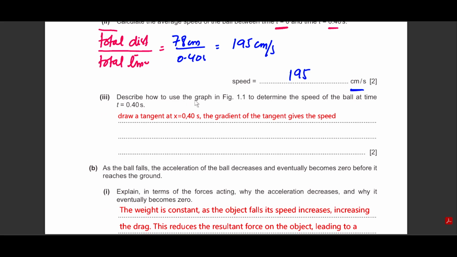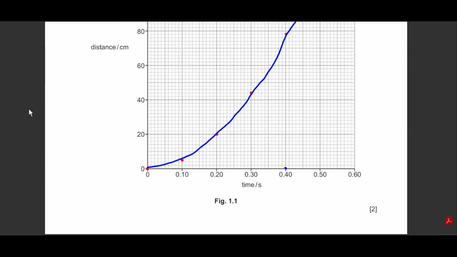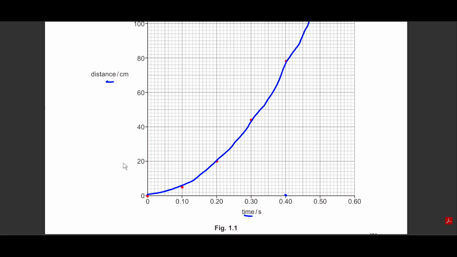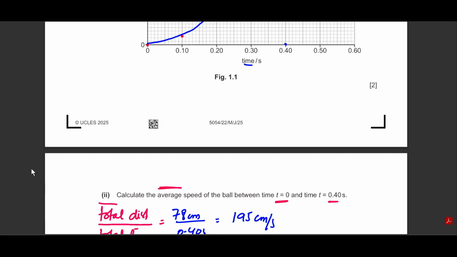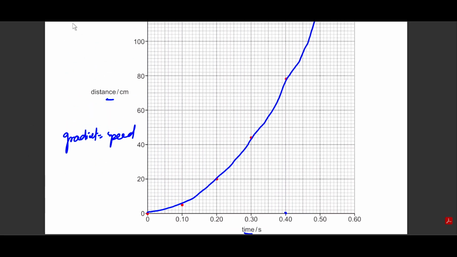Be careful. Describe how to use the figure. Now, if he mentions that you're supposed to describe how to use the figure, then please refer to the graph, what you're going to do with the graph, to determine the speed of the object at t0.4. You see, if this is a distance time graph, the gradient of this graph represents speed. Now, that's exactly what we're going to write down, that if you want to determine the speed, we're going to talk about the gradient. But for a curved line, what will be the gradient?